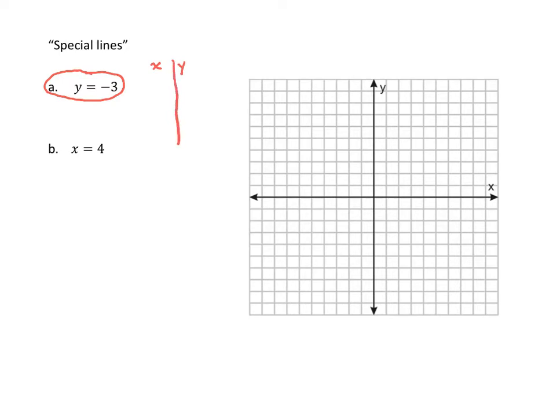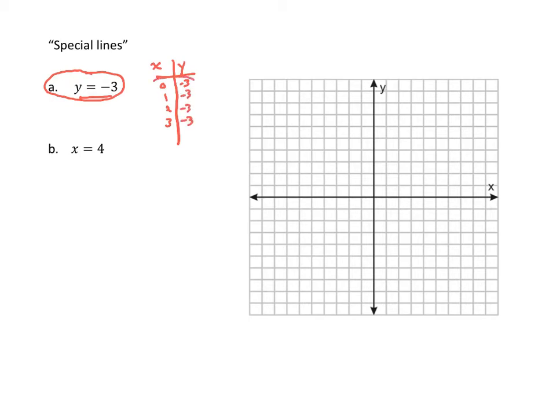Now, in our XY table, usually we pick x values, right? So let's do that. 0, 1, 2, 3. Okay, but this equation says y equals -3. So it doesn't matter what x is, y is always going to be -3. So -3, -3, -3, -3.